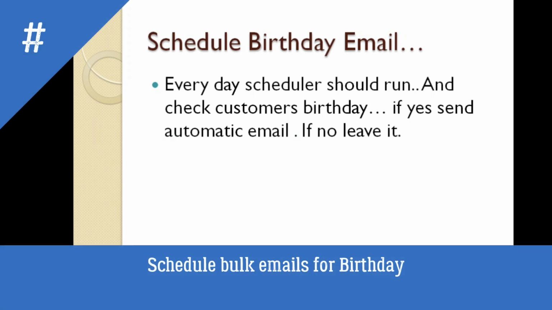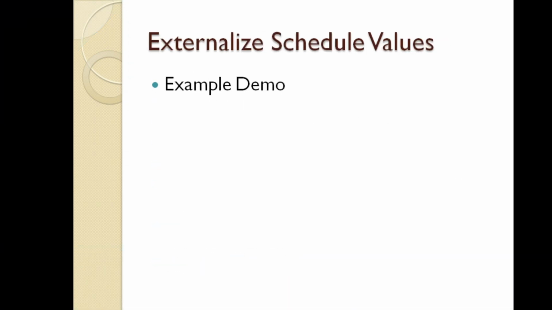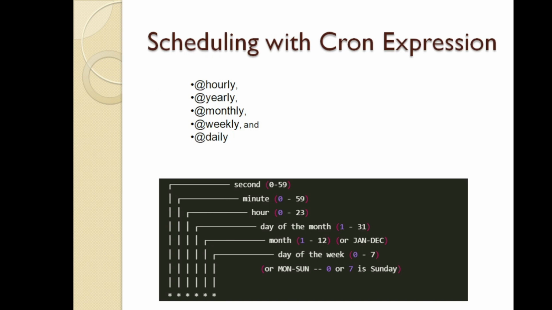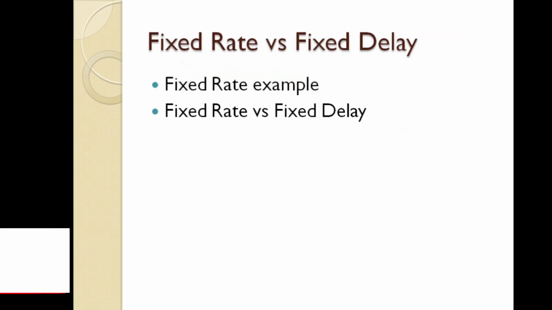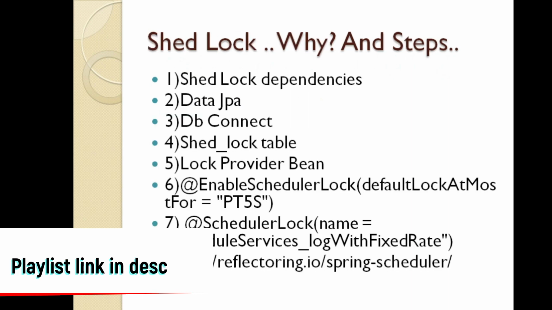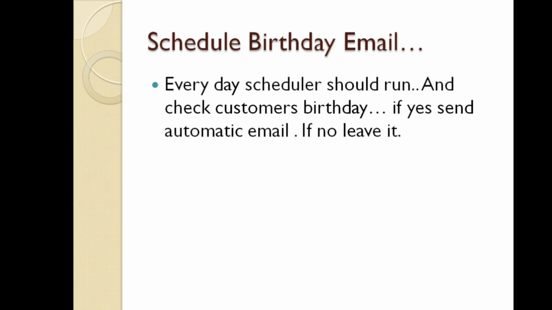We are continuing our discussion on scheduling. In previous videos in this playlist, we learned about scheduling with a cron expression, fixed rate and fixed delay, and other different concepts. We also learned about ShedLock. Now in today's video we are going to see a classical use case of scheduling called birthday emails.